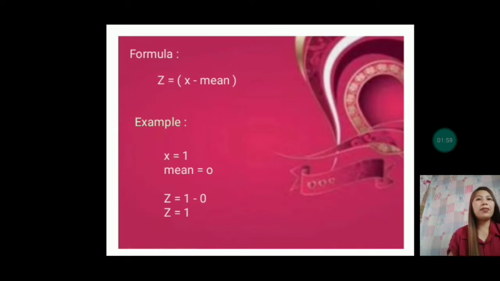By using this formula, Z equals X minus mean, we get a result of a standard normal distribution or the Z distribution. For example, the value of X is 1 and the value of mean is 0. By computing the value of the Z distribution, we simply substitute the value of X, which is 1, and the value of mean, which is 0, and subtract 0 from 1, and the answer is 1. Now, the value of our Z distribution is 1.